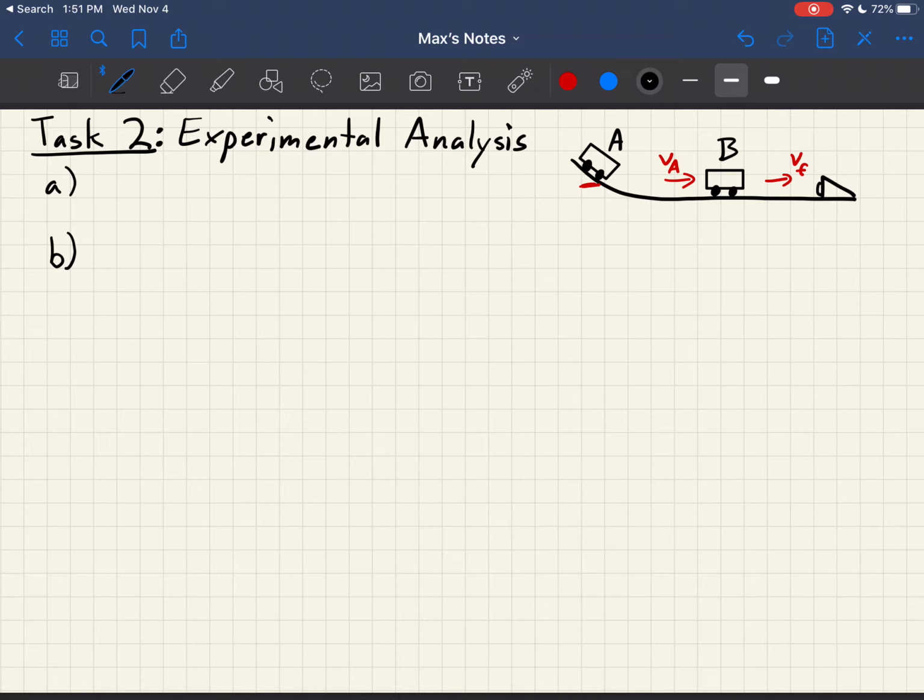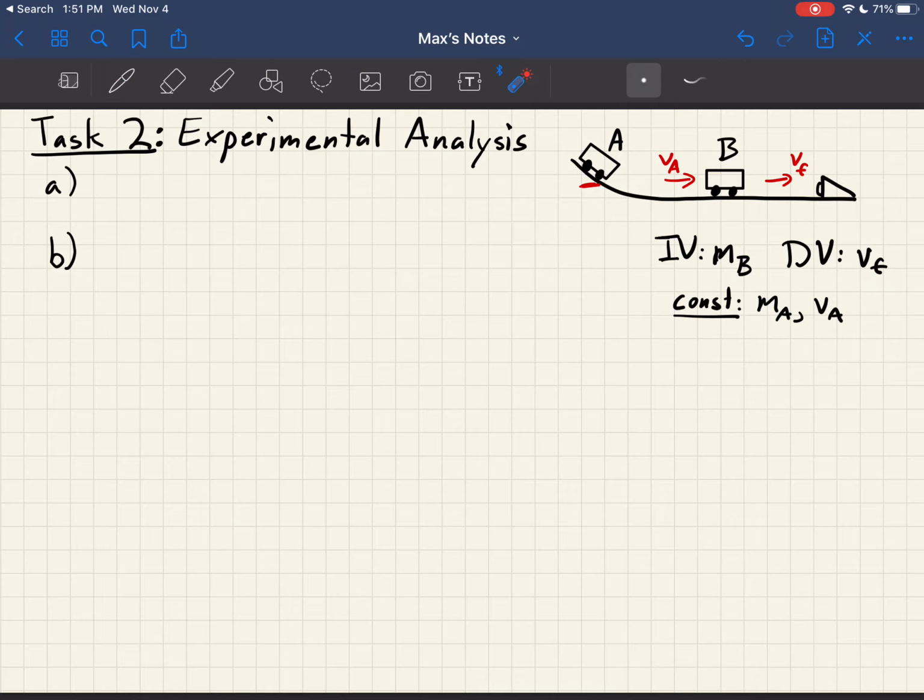So our variables, right, our independent variable is the mass of cart B, and our dependent variable is their combined velocity that they move with after they strike each other. And our constant variables are MA and VA. And VA is held constant by just releasing this cart from the same height every time, right? So that's how we manage to hold VA constant.